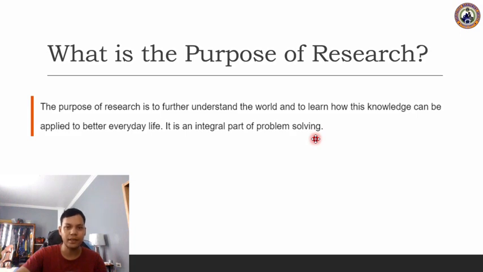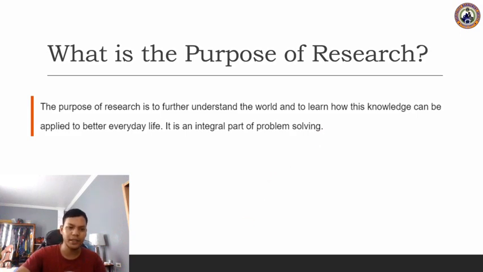You investigate something, you collect the data, you analyze the data, and you have these conclusions and these recommendations, and you give them to society and any entity or individual in order to solve their problems. You will propose the solutions to solve the problems. That is the integral part of problem solving in research.